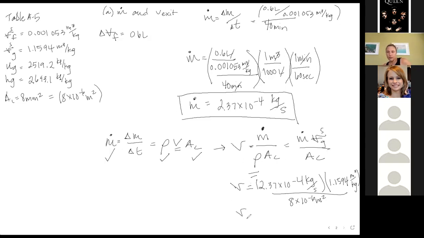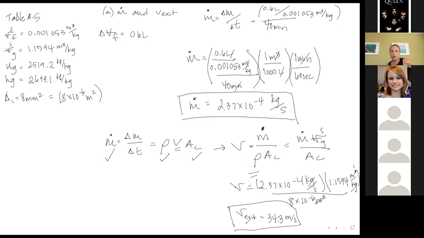Solving for this, the velocity on average of our steam coming out of the exit is 34.3 meters per second. The kilograms will cancel, and all but one of these meters will cancel. So meters per second. Our velocity in meters per second, those units make sense. It's moving at a very quick rate, right?